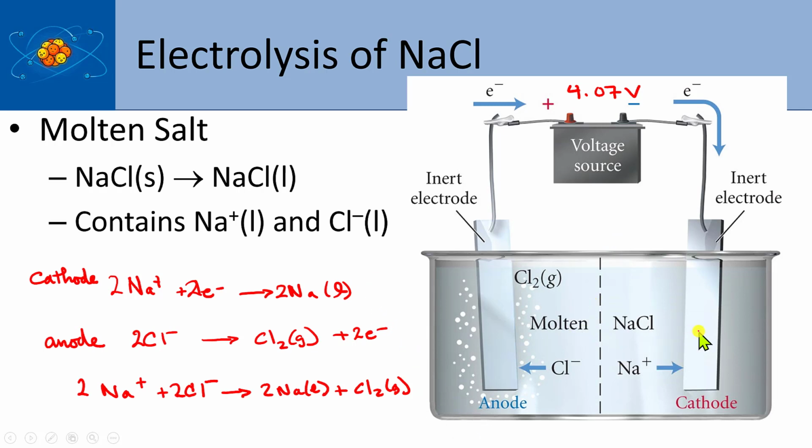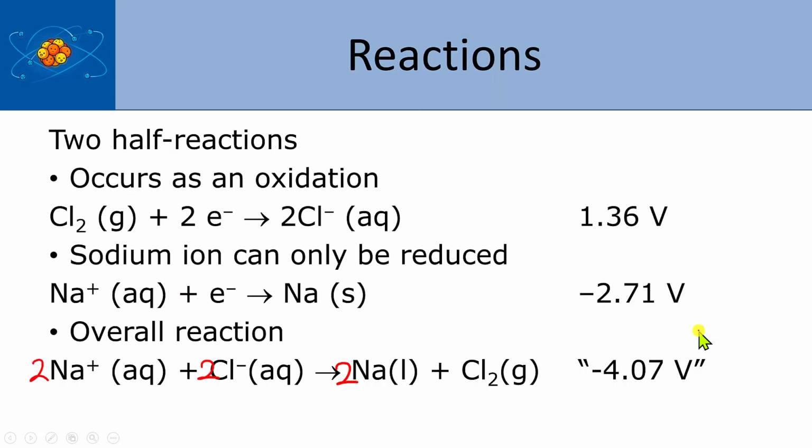Anyways. So this is an example of an electrolysis reaction and how you calculate the minimum voltage that you need to get the electrolysis to go. And again, electrolysis reactions are non-spontaneous reactions.